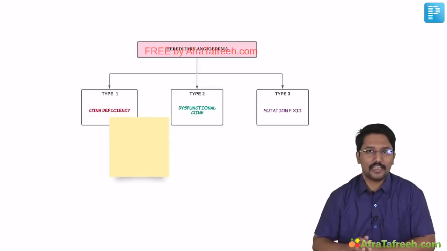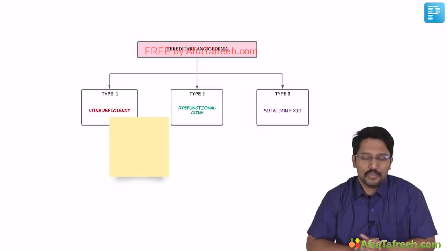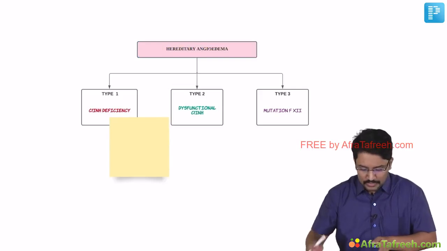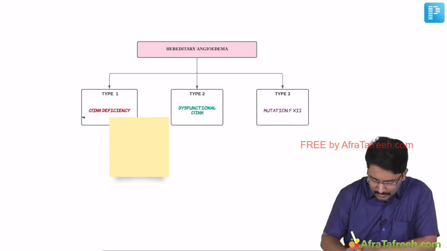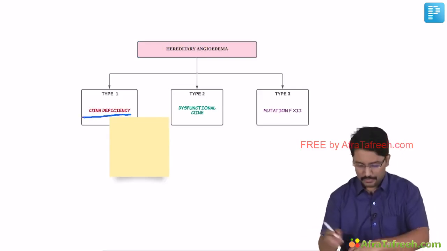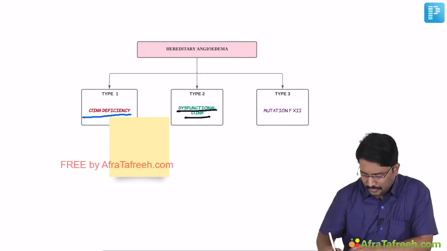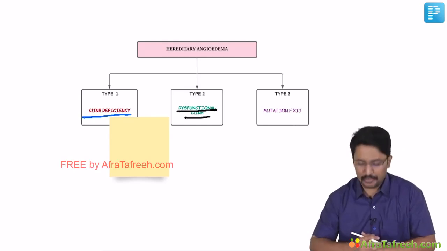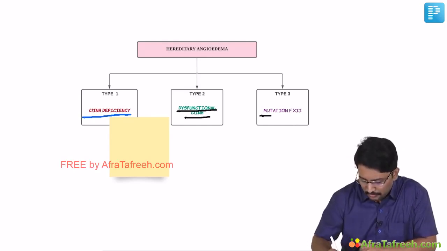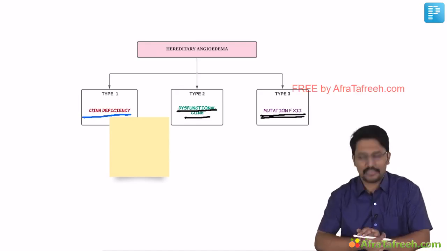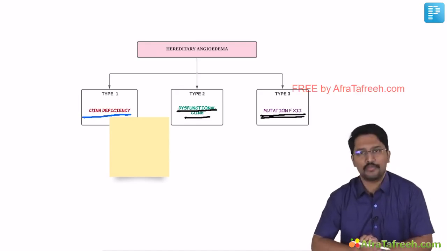There are three types of hereditary angioedema. The first one is type 1, which is caused by deficiency of C1 inhibitor. The second one is caused by dysfunctional C1 inhibitor. The third one is not related to C1 inhibitor. It is due to mutation in factor 12. Yes, the factor involved in the coagulation cascade; factor 12 mutations are responsible for type 3.